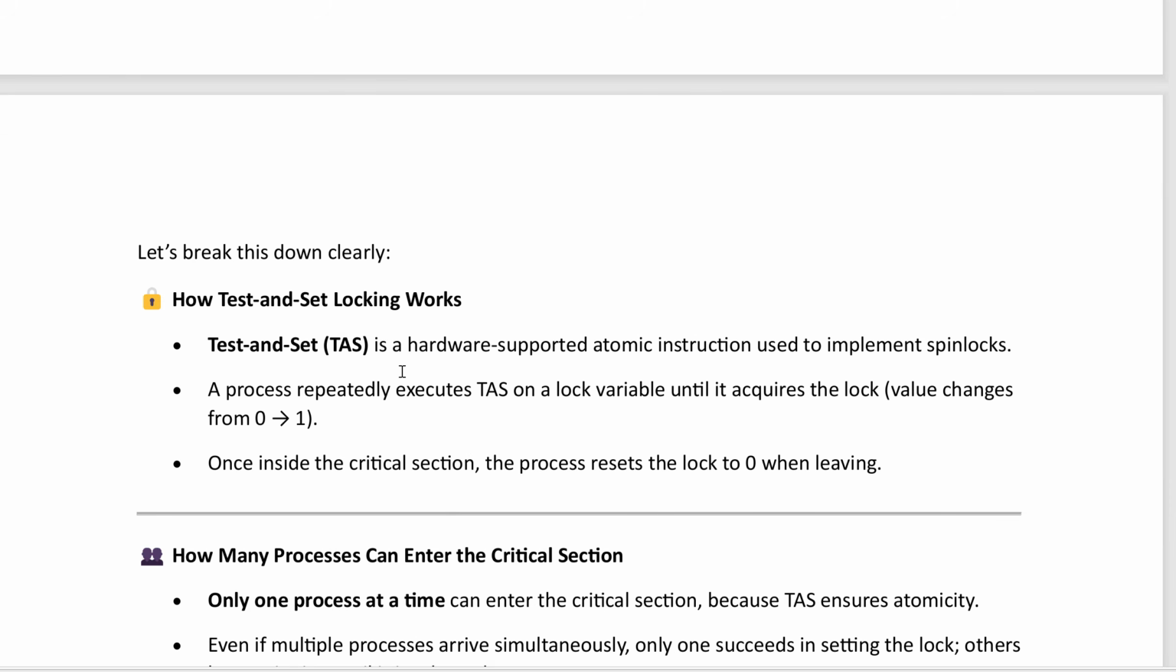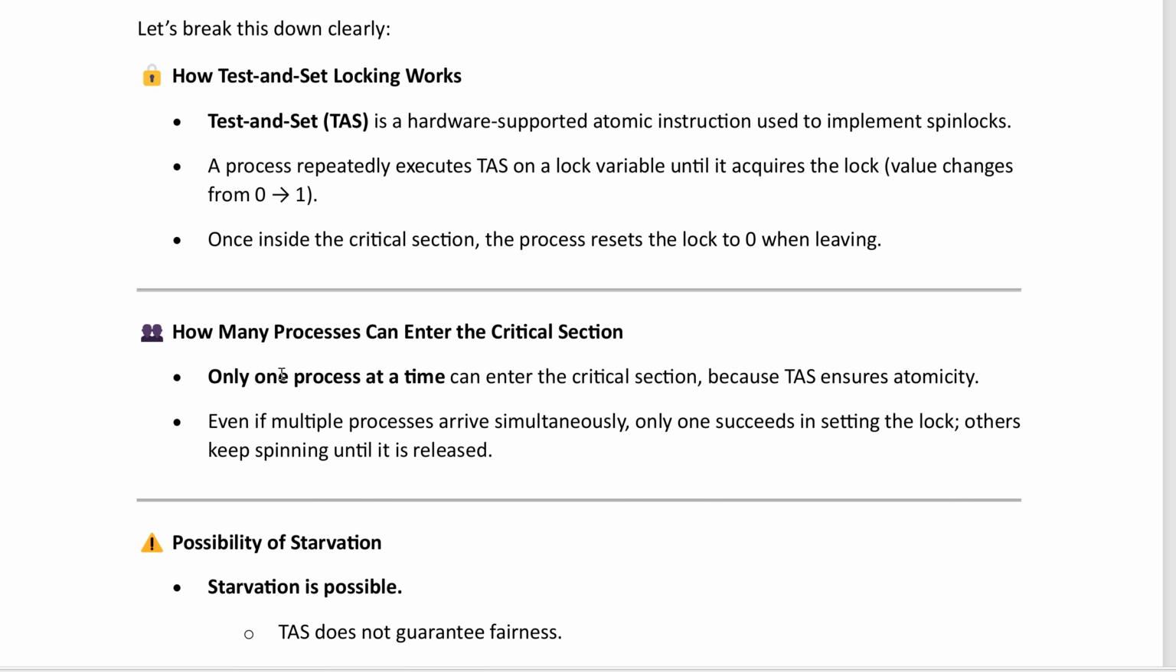Test and set, that is abbreviated as TAS, is a hardware supported atomic instruction used to implement spin locks. A process repeatedly executes test and set on a lock variable until it acquires the lock. So acquiring the lock means it can enter the critical section. So once inside the critical section, the process afterwards resets the lock to 0, right? So in order to enter the critical section, the process has to acquire the lock, right?